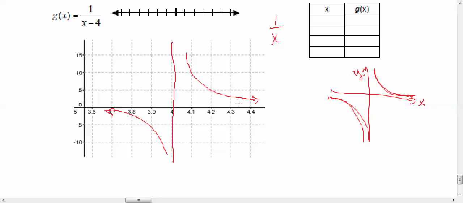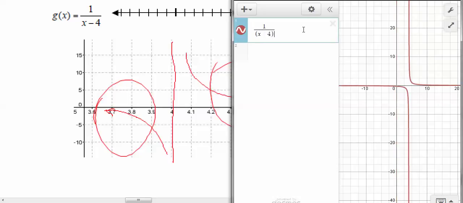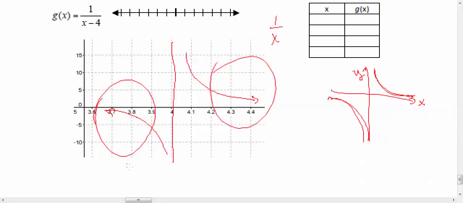And like I said, with this end behavior games, I don't really care how it looks in the middle. I just want to know how it's going to look towards the end on this side or this side of the equation. And if I were to graph that on Desmos, 1 divided by x minus 4, you can see that's exactly what that would look like.